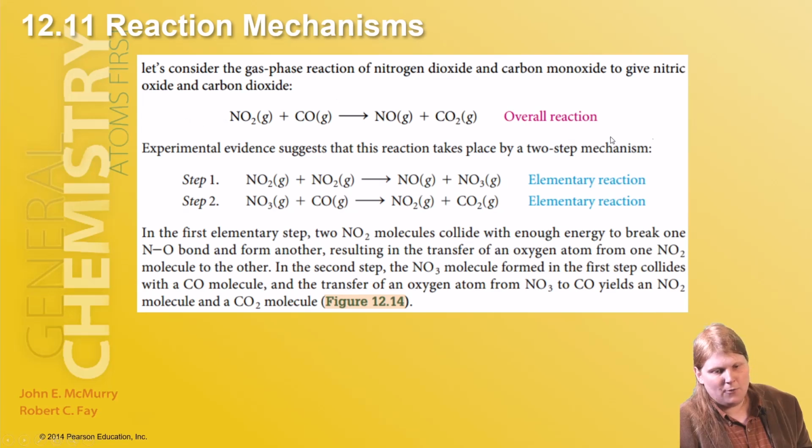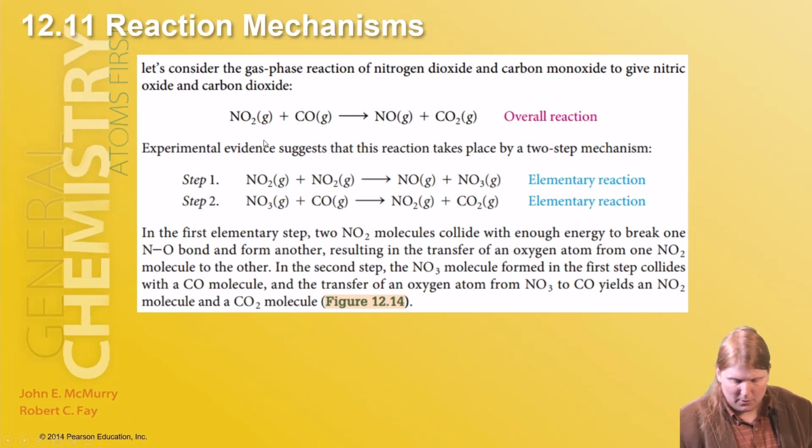So this is my overall reaction. This is the thing that happens, right? Reactants turn into products. Because I say experimental evidence suggests this reaction takes place by a two-step mechanism. Now, what does it mean by experimental evidence? That's what we're going to study in this section. What evidence would support this mechanism?